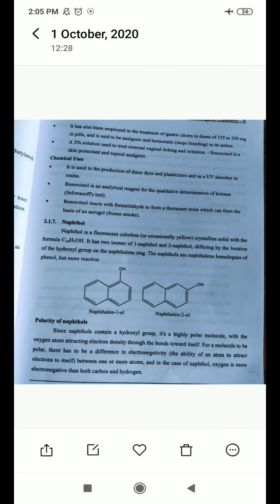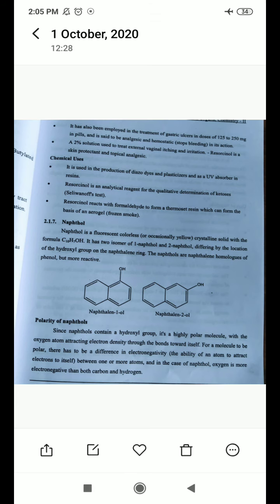Then what are the chemical uses? It is used in the production of diazo dyes and plasticizers, and as a UV absorbent in resin. So this can be used in plastic synthesis and resin synthesis. For the manufacturing of plastics, rubbers, and different resins, we can use resorcinol.